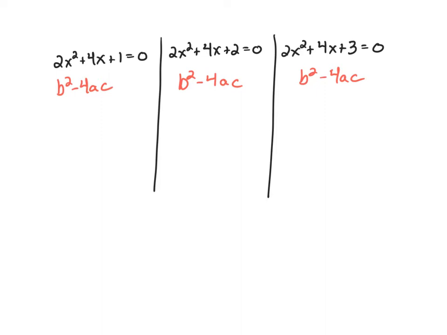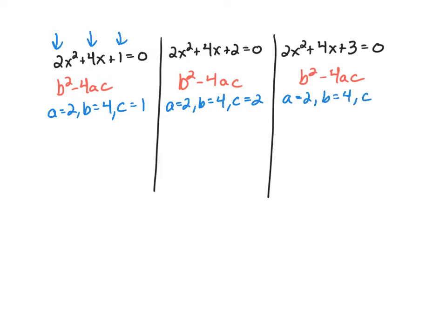All right, so in the first one, we're going to state our a, b, and c first. We have a is equal to 2 from the first term, b is equal to 4 from the second term, c is equal to 1 from the third term. Let's state our a, b, and c for each problem. Here we have a is equal to 2, b is equal to 4, and c is equal to 2. In the last one, a is equal to 2, b is equal to 4, c is equal to positive 3. We're going to use that discriminant expression to figure out the discriminant for each one.